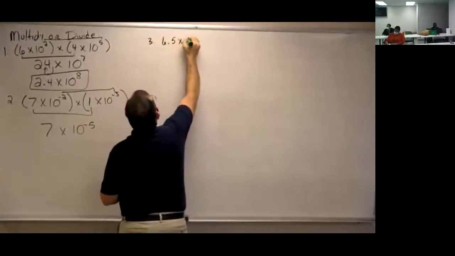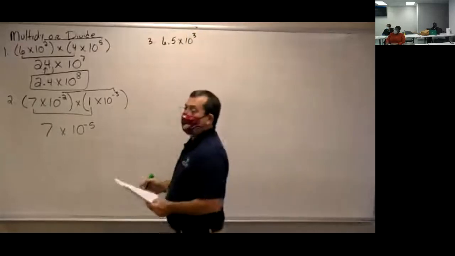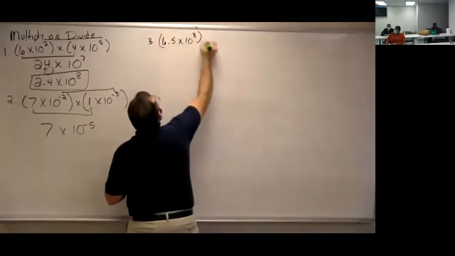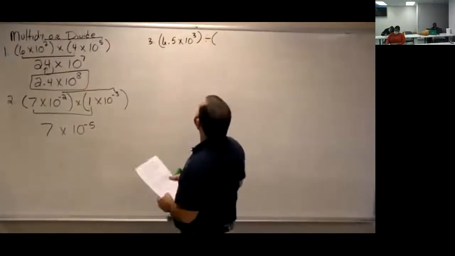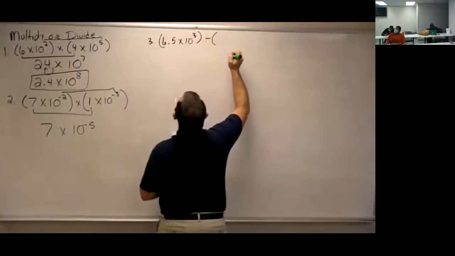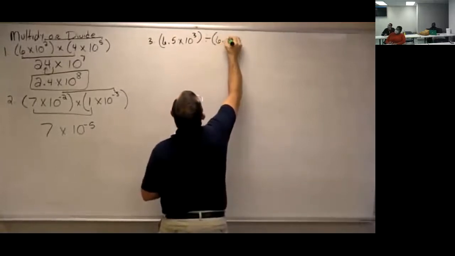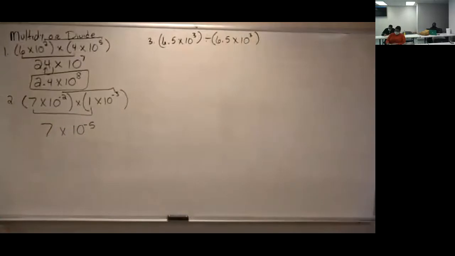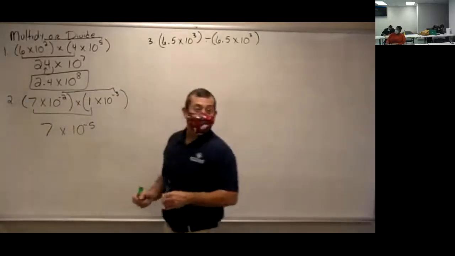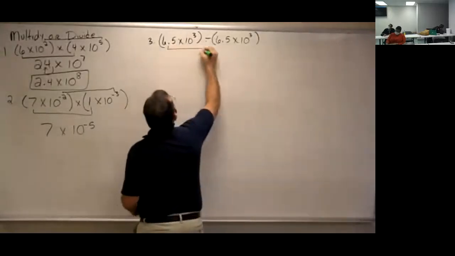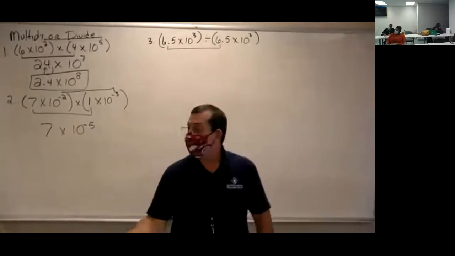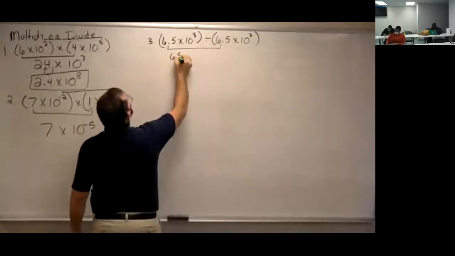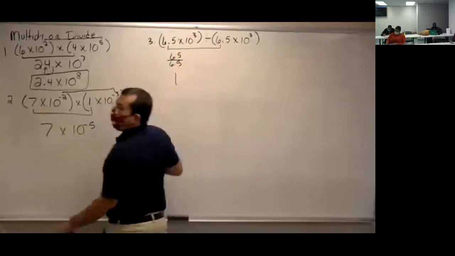Now 6.5 times 10 to the third divided by itself. What's going to happen to that? And I want you to see the exponents too, okay, on this? So at first, we'll do 6.5 divided by 6.5, which is definitely going to give me a 1, right?